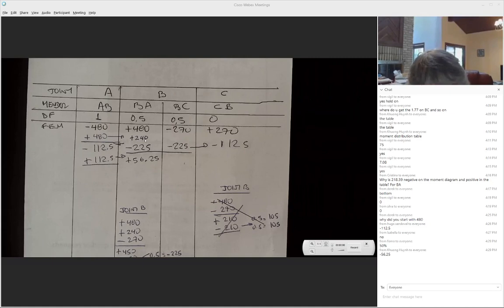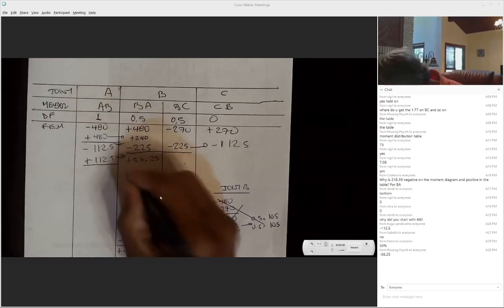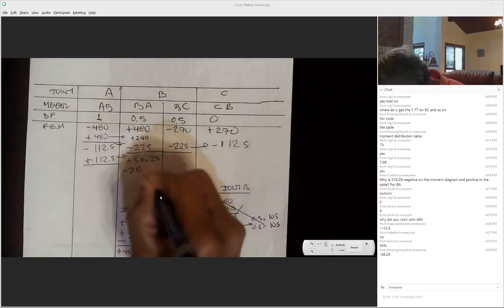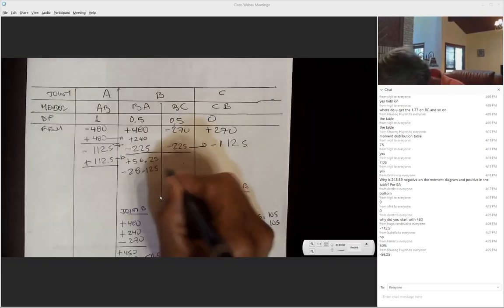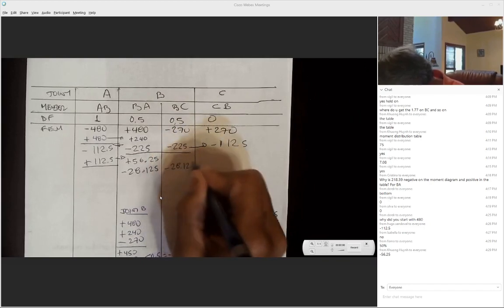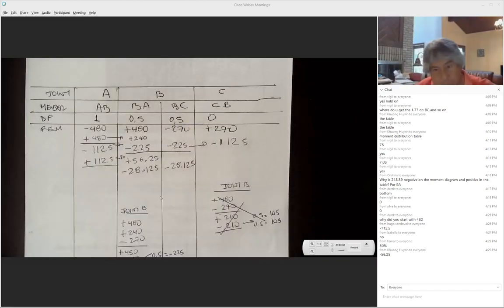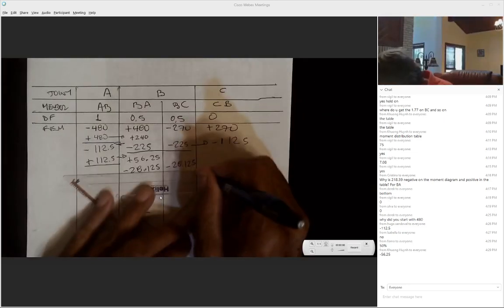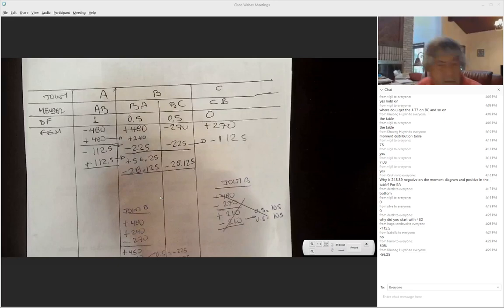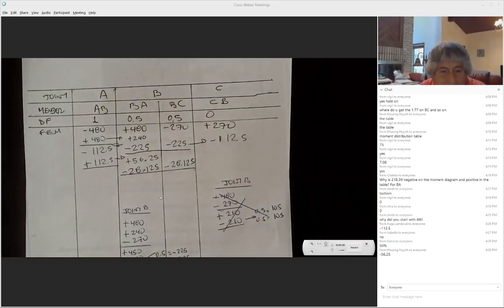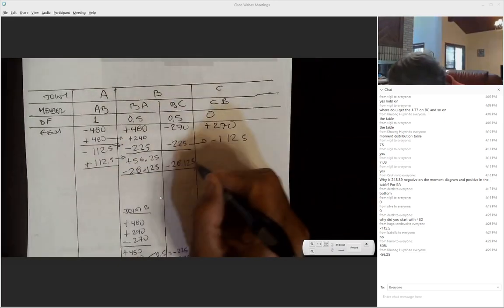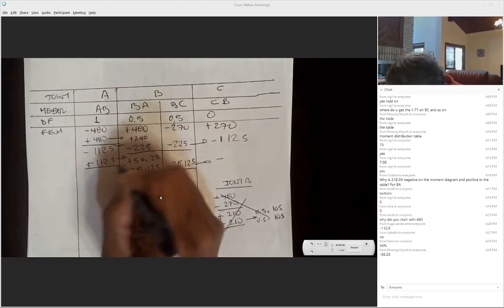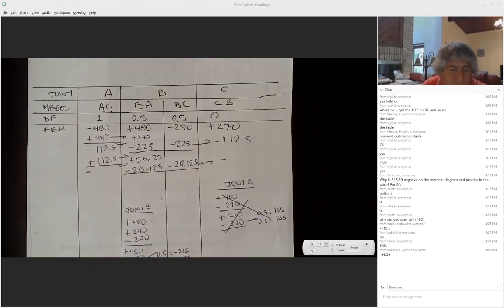50% comes to this side, 50% comes to the other side. So this is minus 28.125, minus 28.125. That means equilibrium. But I need to keep 50% across and 50% across because of the carryover factor. And that is 14.06.